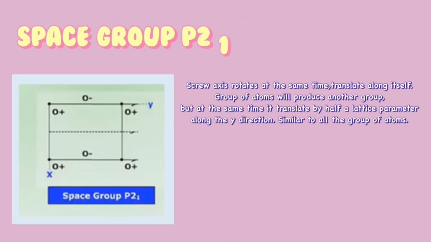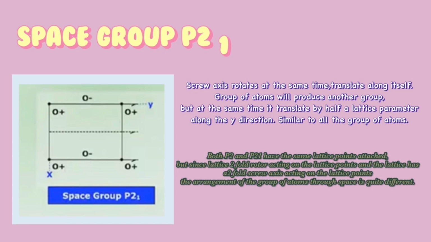There will be a space group with a two-fold screw axis along the Y. A screw axis rotates and at the same time translates along itself. The group of atoms attached to the lattice point will produce another group at 180-degree rotation, but at the same time it translates by half a lattice parameter along the Y direction. Similarly, the group attached to the other lattice point will produce another group at 180 degrees and translate.